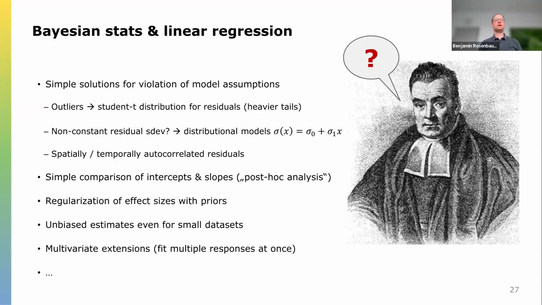Then classically, often you have spatially or temporally autocorrelated residuals. And here you can accommodate all of this in just one package. You can also do this in classical frequentist statistics, but it works quite well in Bayesian statistics.